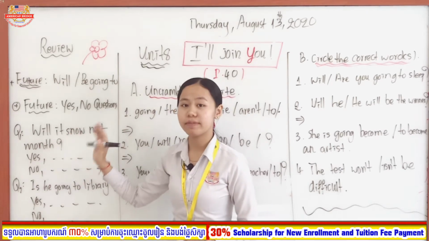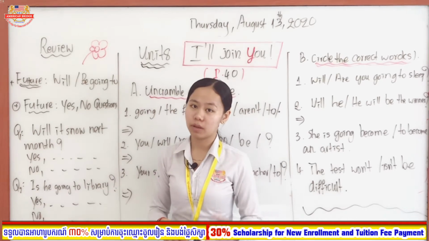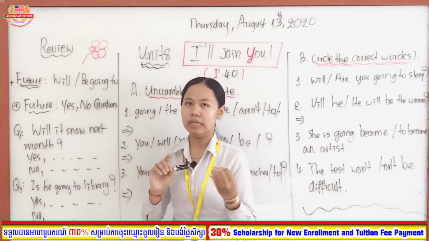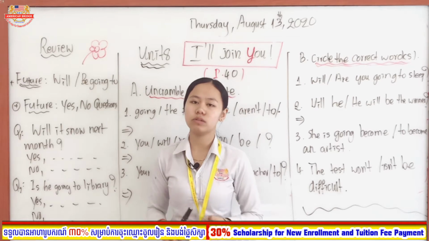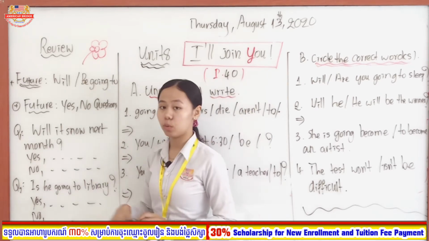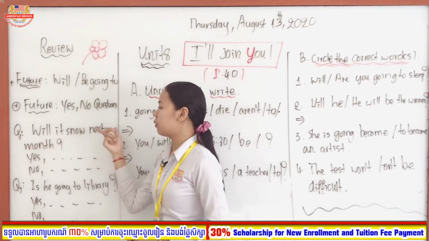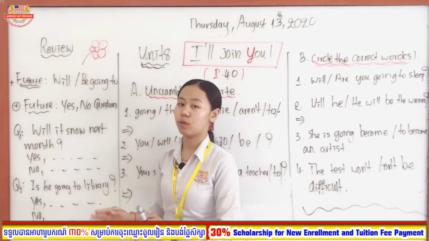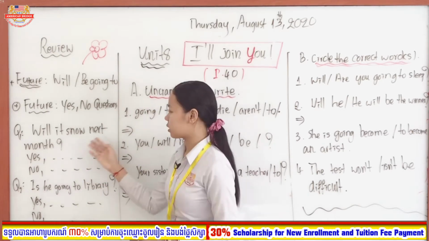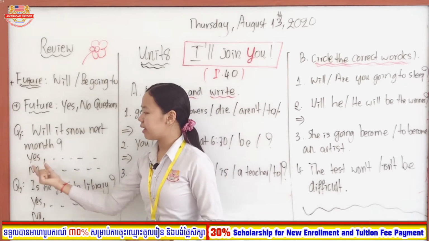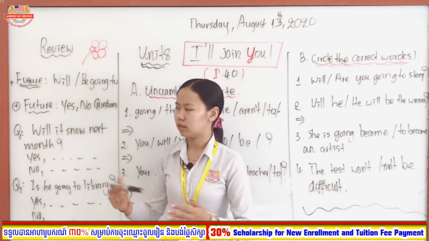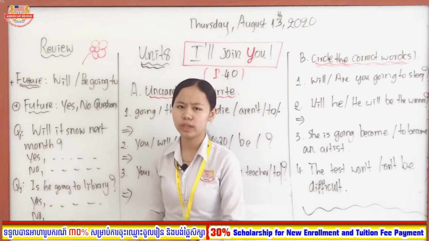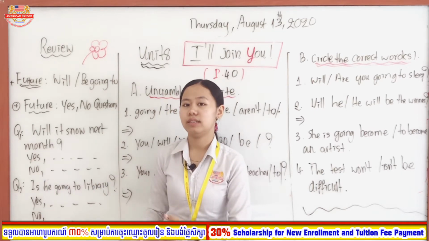Snow here functions as a verb. Don't be confused, right? Snow can function as a noun and a verb. As a verb: will it snow next month? You see, I put will first, and then I have the subject, and the base verb, and can have an expression. And if I answer, yes, it will.